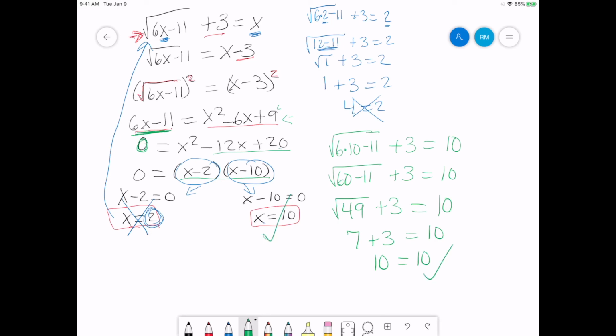So one of my choices is that the student included an extraneous solution of x equals 2. The correct solution is x equals 10 only. And that's the one that I would mark for this answer.